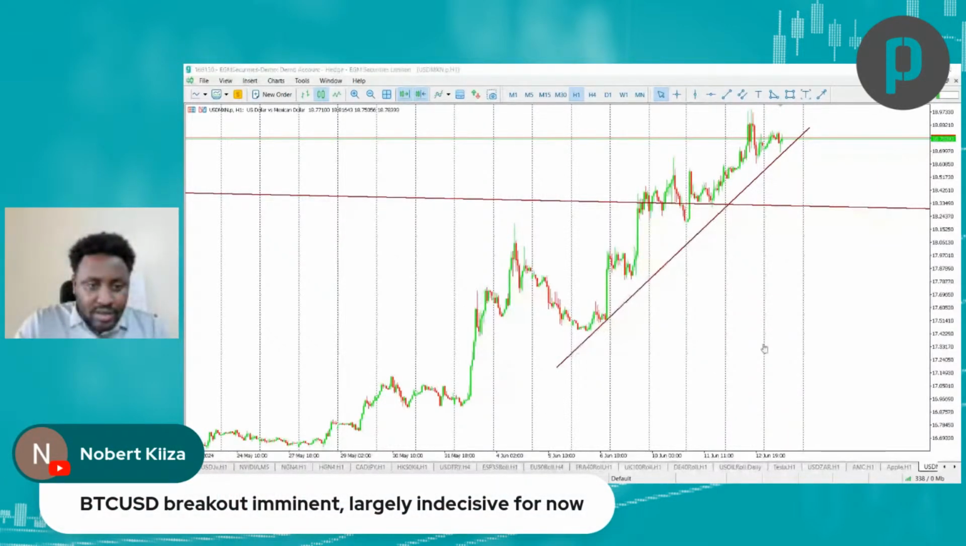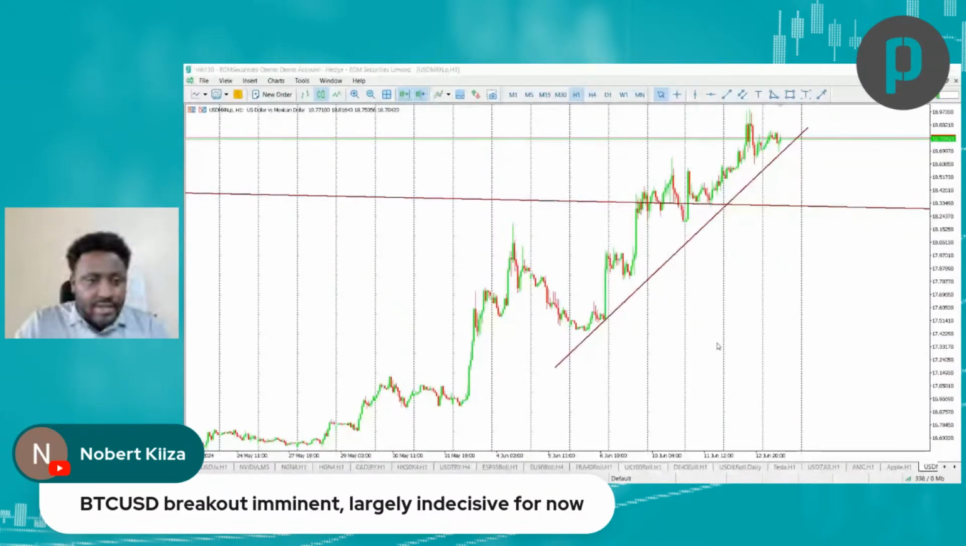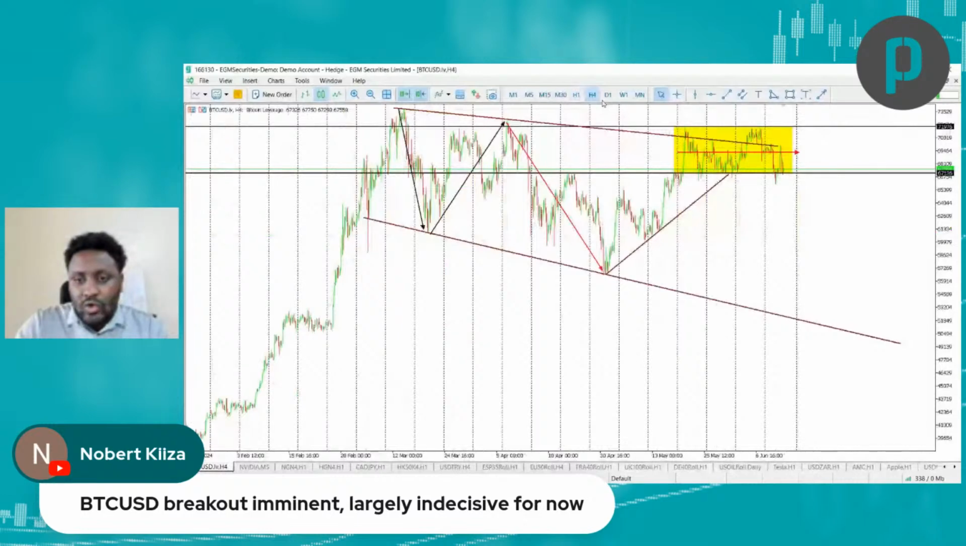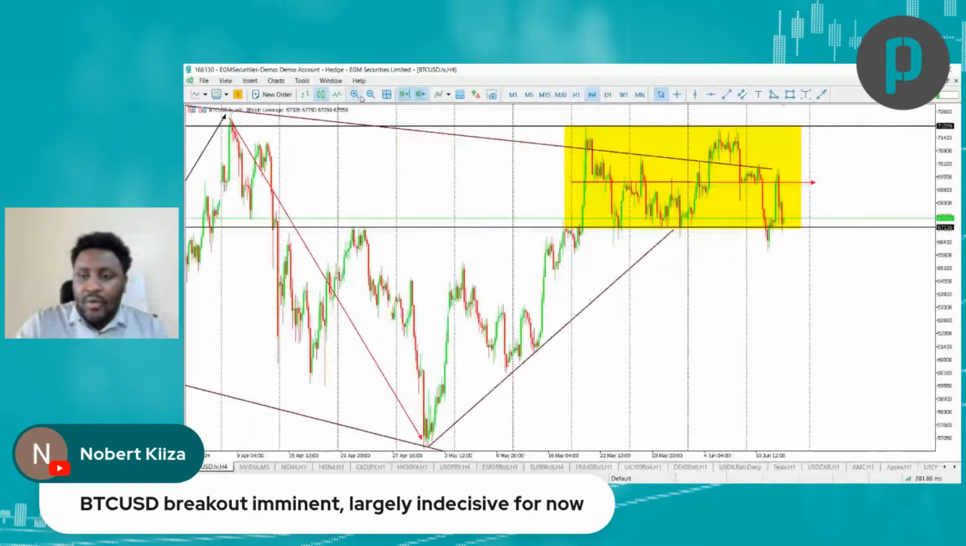BTC breakout imminent, largely in the CC for now. Yes, thank you, Norbert. What I'm seeing is a sideways momentum, as I've discussed earlier in the session. So it doesn't seem at all likely that we are having a breakout on the lower end. But it's also important to note that this 3-week range is finding support around $67,000.